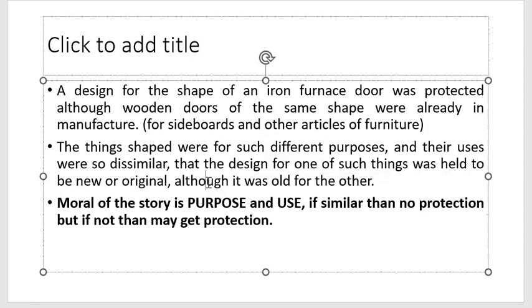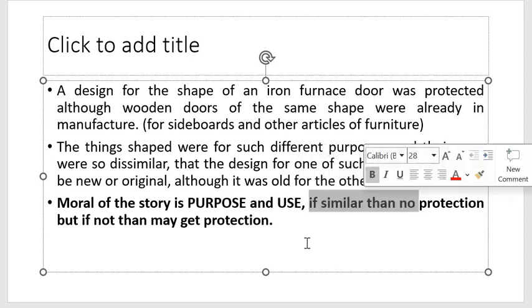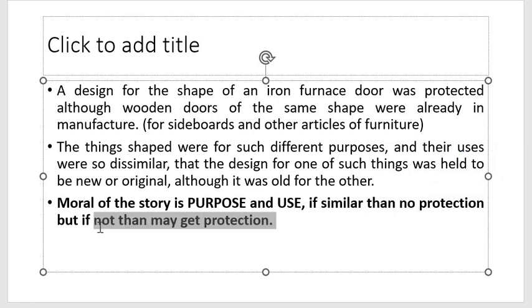So obviously there will be visual differentiation. The moral of the story is purpose and use. If purpose and use are different, then you can get protection. If similar, then no protection. The only crux here is purpose and use, meaning they were the same. If they are different, you can get protection. If you go by the Bharat Glass Tube case, that will prevail.